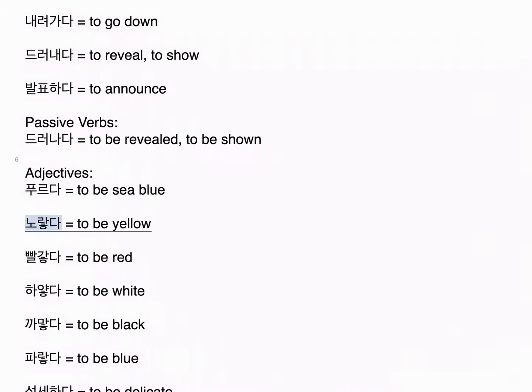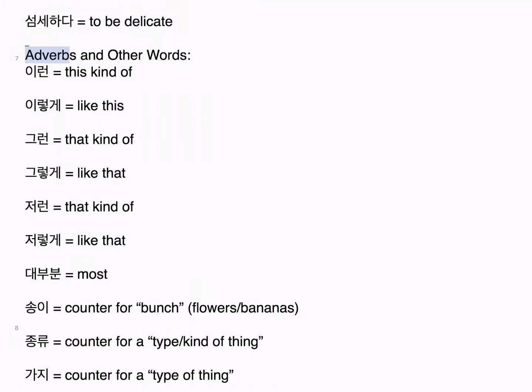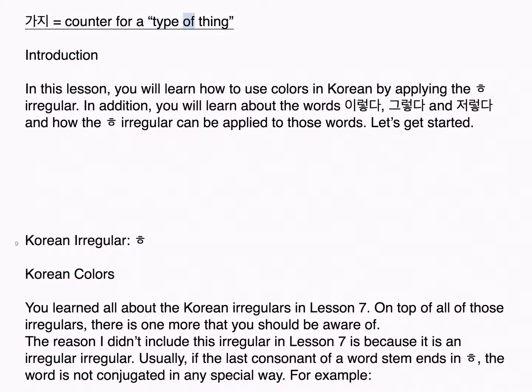Adjectives. 푸르다, to be sea blue. 노랗다, to be yellow. 빨갛다, to be red. 하얗다, to be white. 까맣다, to be black. 파랗다, to be blue. 섬세하다, to be delicate. Adverbs and other words. 이런, this kind of. 이렇게, like this. 그런, that kind of. 그렇게, like that. 저런, that kind of. 저렇게, like that. 대부분, most. 송이, counter for bunch, flowers, bananas. 종류, counter for a type, kind of thing. 가지, counter for a type of thing.